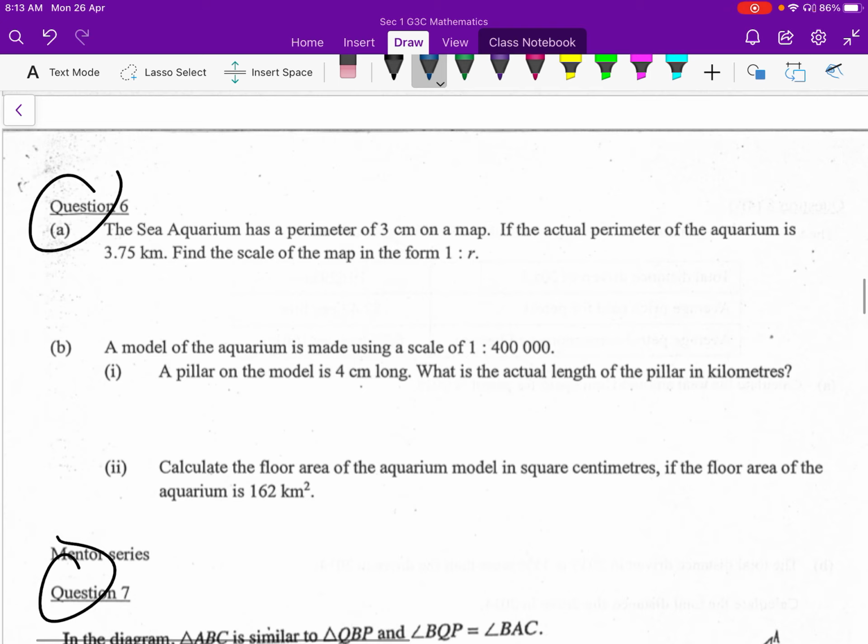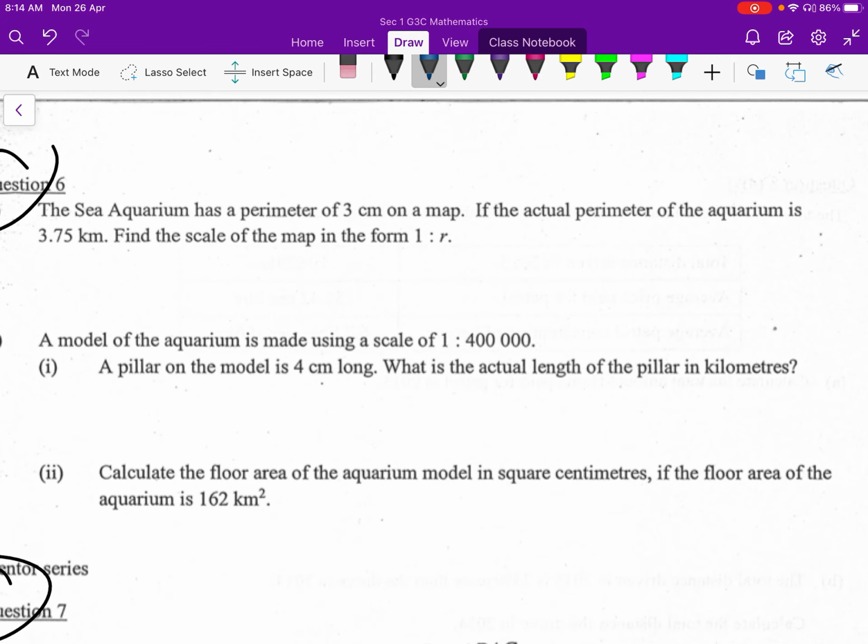Alright, so now question number 6. Sea aquarium, perimeter 3 cm on the map. Actual perimeter is 3.75. Find the scale of the map. So for this, I want to remind everybody again about the presentation. Write down map, actual.